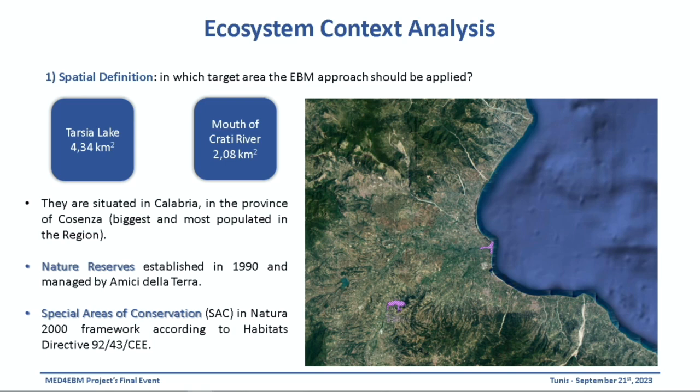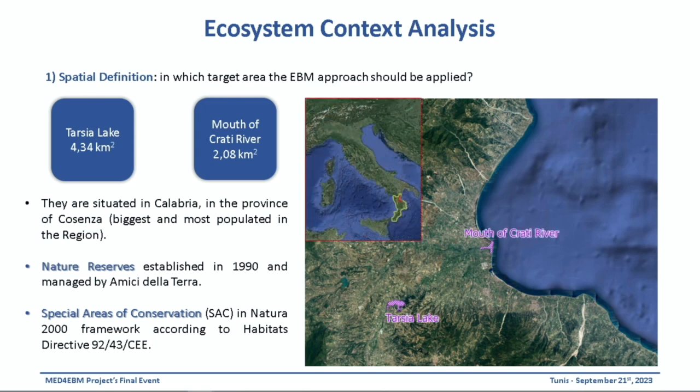In the two reserves, Tarsia Lake and mouth of Crati River, which are located in the south of Italy, in Calabria, Cosenza province, which is also the biggest and most populated in the region. And these two reserves, Tarsia Lake and mouth of Crati River, have been established in 1990 and are still managed by Amici della Terra. They are also special areas of conservation according to the Natura 2000 framework.